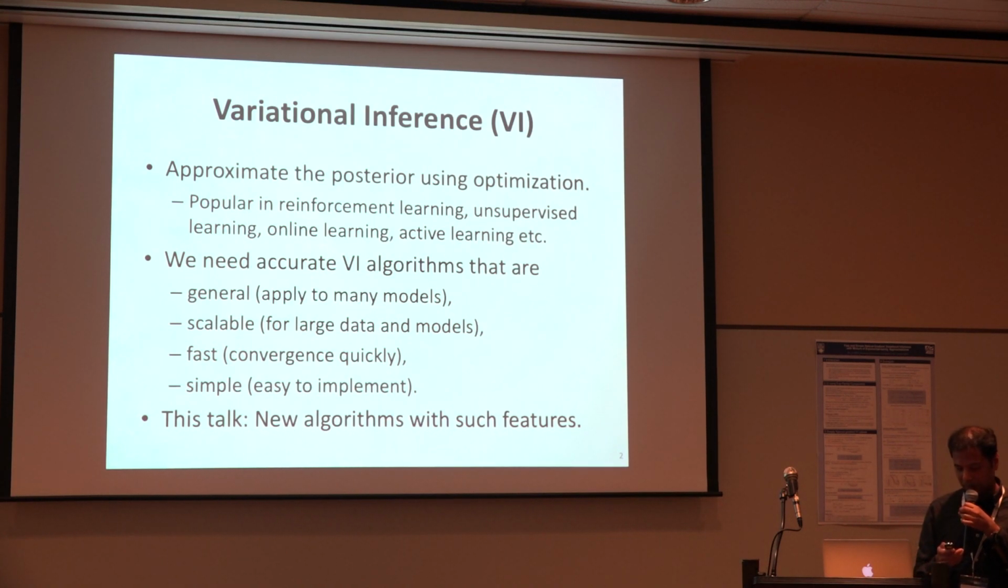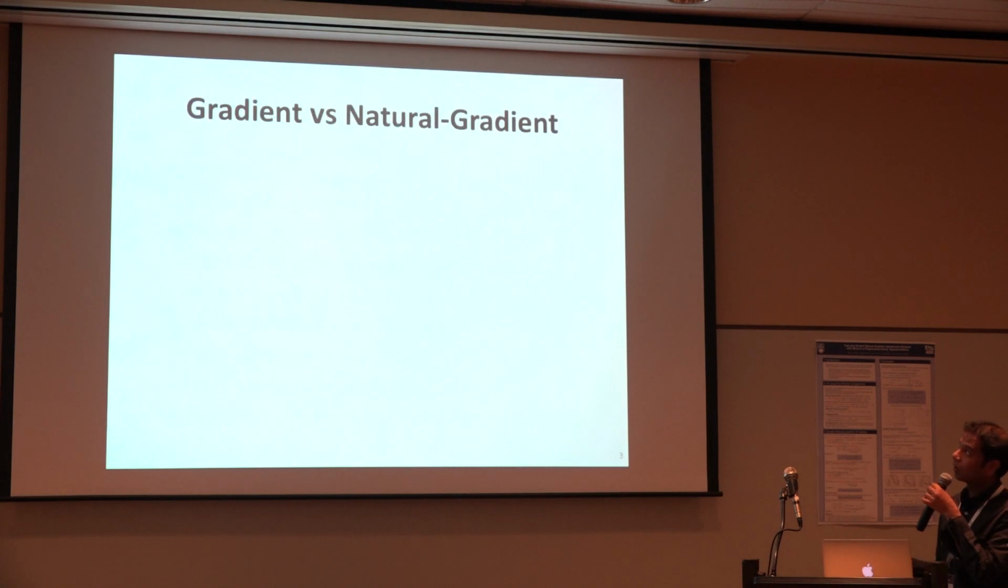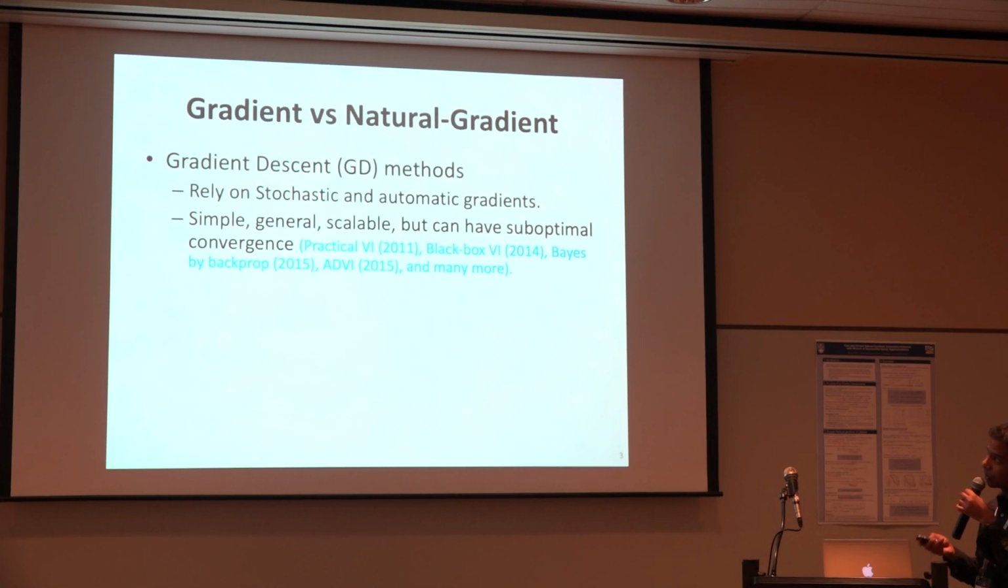What I'm going to do is focus on some improvement. I would like to improve the existing modern gradient descent methods, such as those that use stochastic and automatic gradients. Basically, these methods are designed for deep learning types of applications. So they're extremely simple, general, and scalable. But because they are first-order gradient methods, they can have a suboptimal convergence rate. So my hope is to improve this.